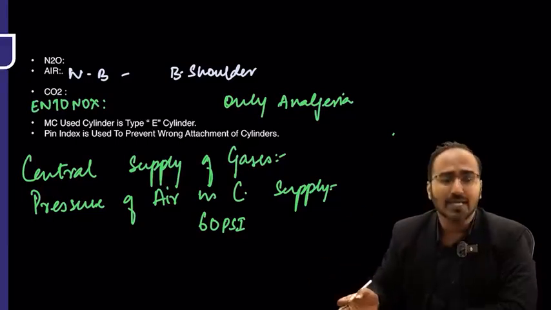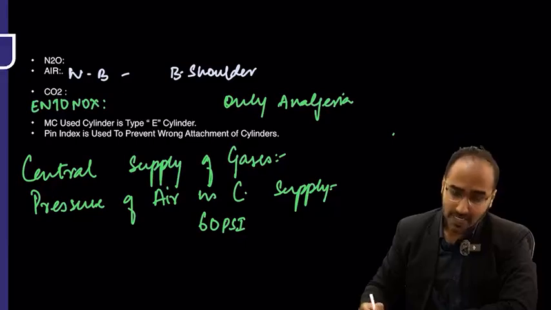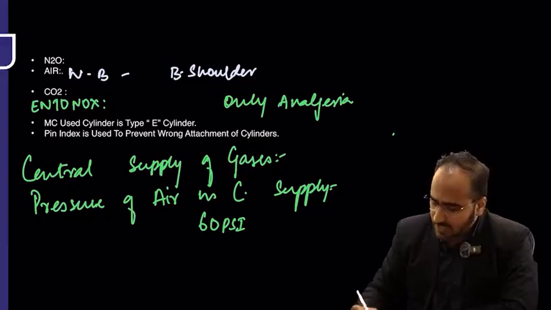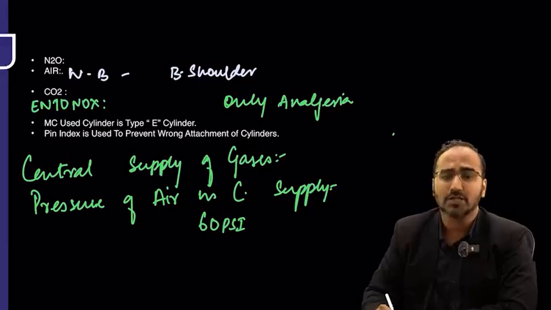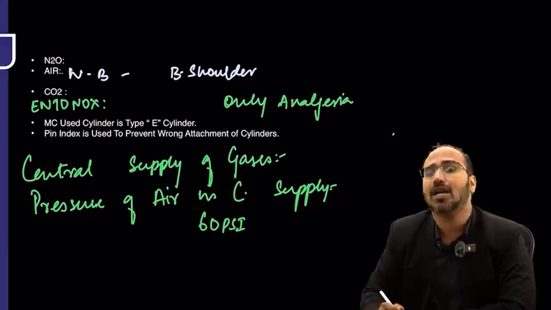You have to cut off the gases from the anesthesia machine and shift to the central supply of gases. Okay? In the central supply of gases also, there is a safety system that prevents the wrong attachment of the gas pipes. What is that system called?